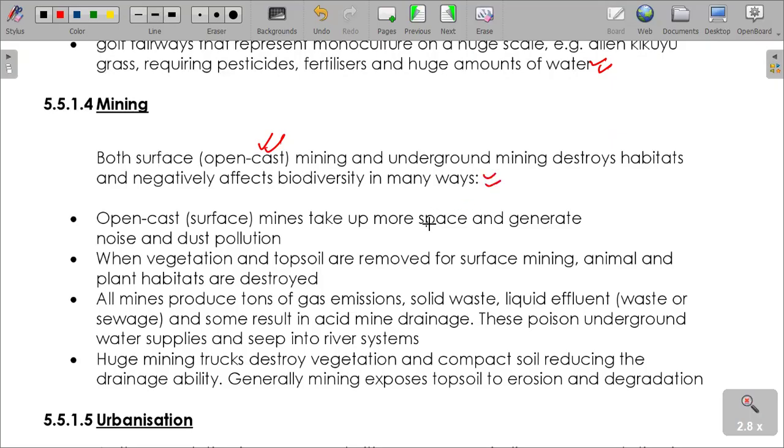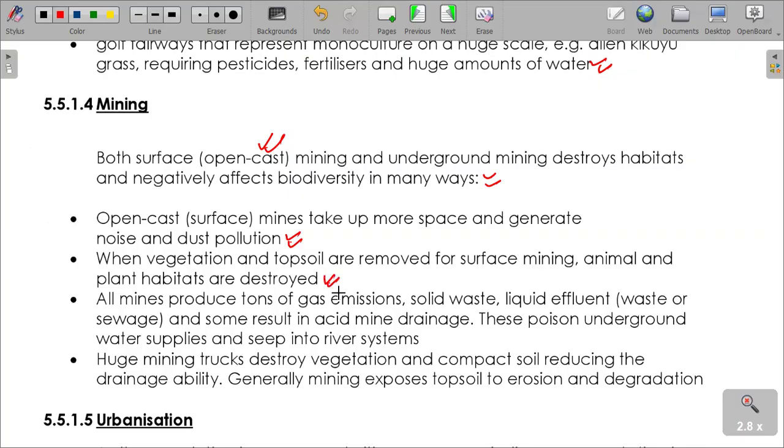Mining affects our biodiversity. Open cast has to do with surface mining. Mines take up more space and generate noise and dust pollution. Where mining is taking place, open casts sometimes are done, which also takes such a lot of space, which makes noise, destabilizing our natural ecosystem and destroying our natural vegetation. Also, pollution is taking place there, where certain chemicals are used in the washing of minerals and stuff. When vegetation and topsoils are removed from surface mining, animal and plant habitats are destroyed.